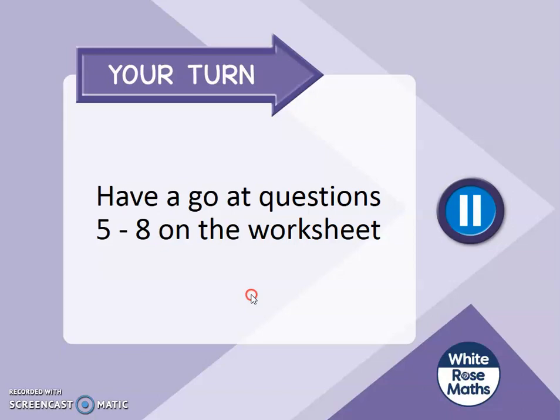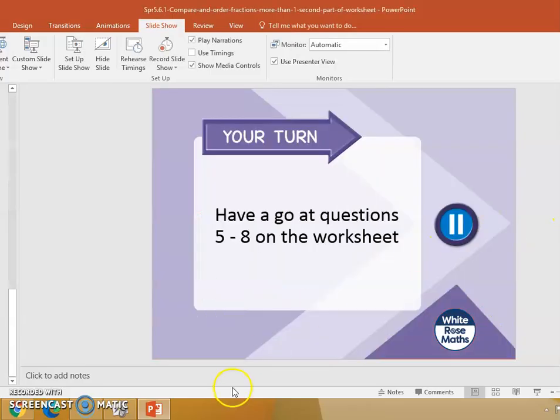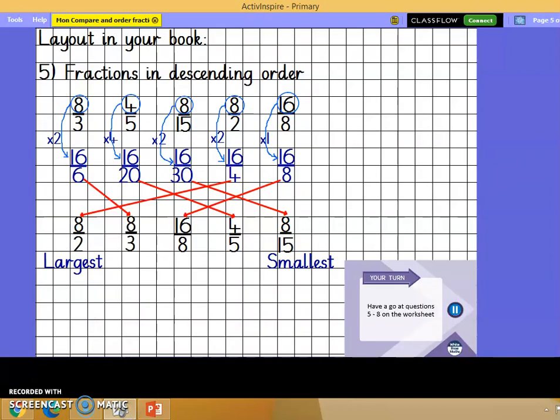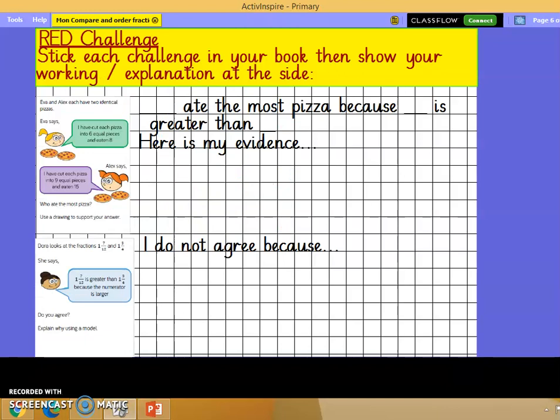Your turn, please, to have a go at questions 5 to 8 on the worksheet. I'd like you to lay it out, please, like this in your book, not on the sheet. There's number 5 done for you, the first bit, have a go. Red level challenge. I've shown you each of the challenges that's in your pack, stick them neatly in your book, and then show your working out and an explanation at the side. Here are your sentence stems to help you record your answers in your book. You must provide your evidence on each one.